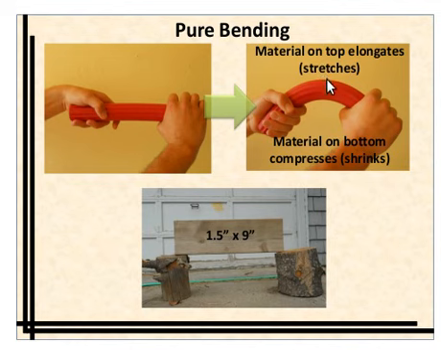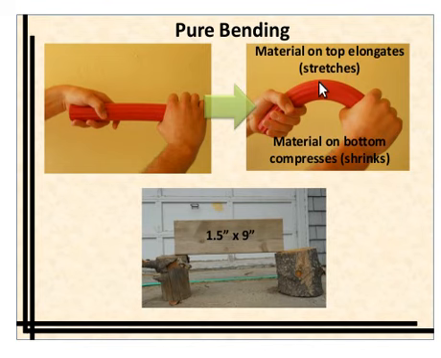Now if the material on top is stretching and the material on bottom is compressing, there's going to be a point somewhere in the middle where the material is neither stretching nor compressing, and that's what we call the neutral axis. I'll talk about that a little bit more in the next slide.